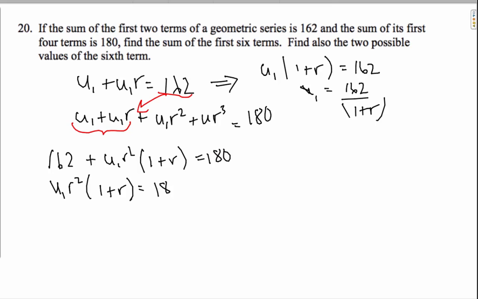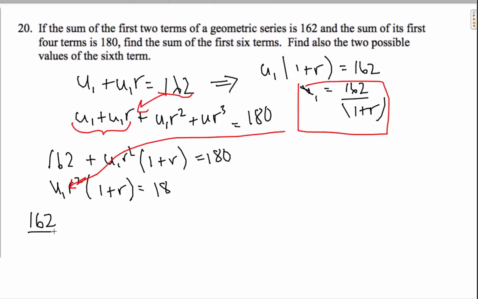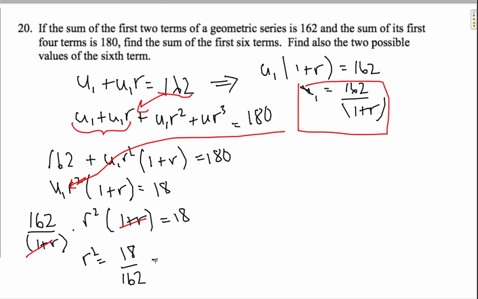And I'm again going to take this and I'm going to substitute this value into here. So when I get that, I end up with u1 is really 162 divided by (1 plus r) times the r squared (1 plus r) is equal to 18. Well, I can see that there's some nice canceling out to do. I can cancel. And so I get, divide by 162, r squared equals 18 over 162, which is equal to 1/9. If I take the square root of both sides, r is going to be plus or minus 1/3. So we have two values for r.